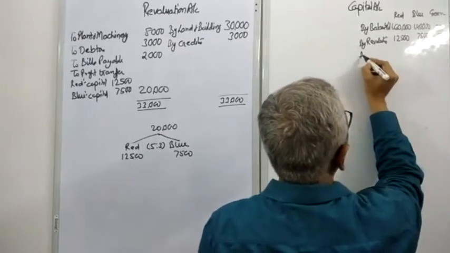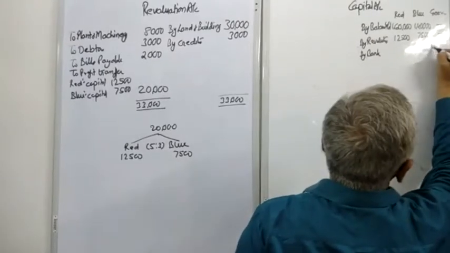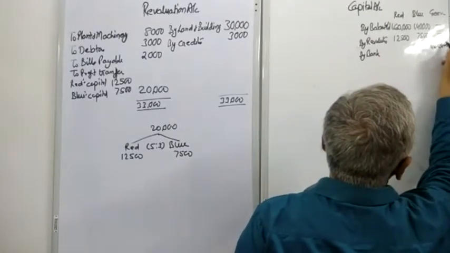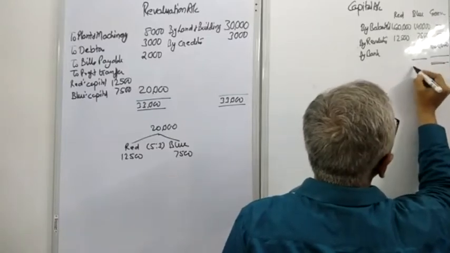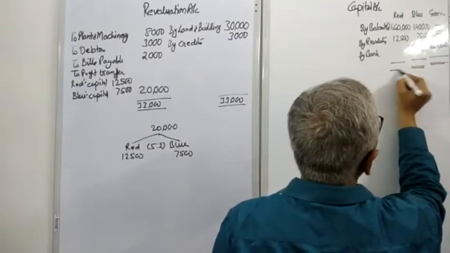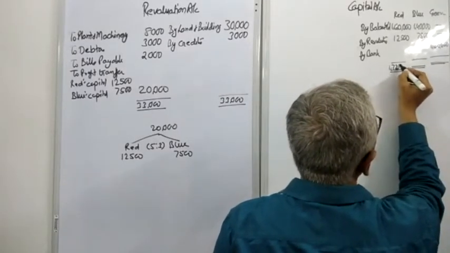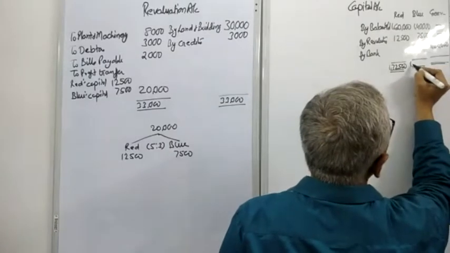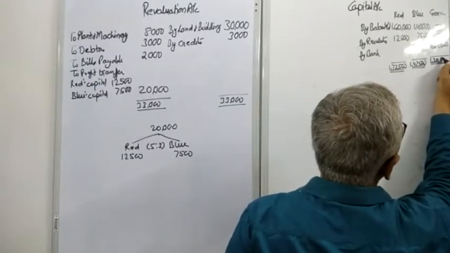The next entry will be by bank. This is the amount of money which green has brought in. If you remember, green had brought in 1,20,000. This concludes the capital account. Now we'll just do the totaling and see the balance. So over here you can see 1,72,500, over here 1,47,500 and over here 1,20,000.